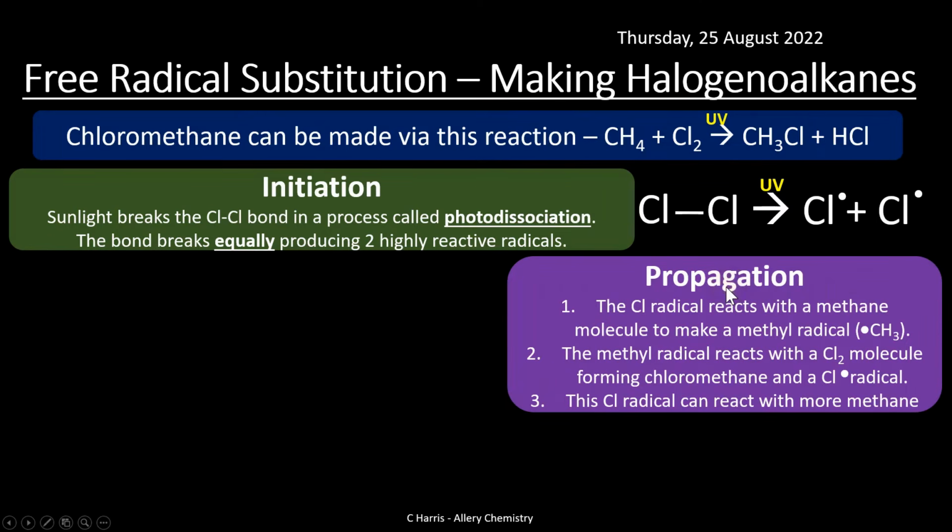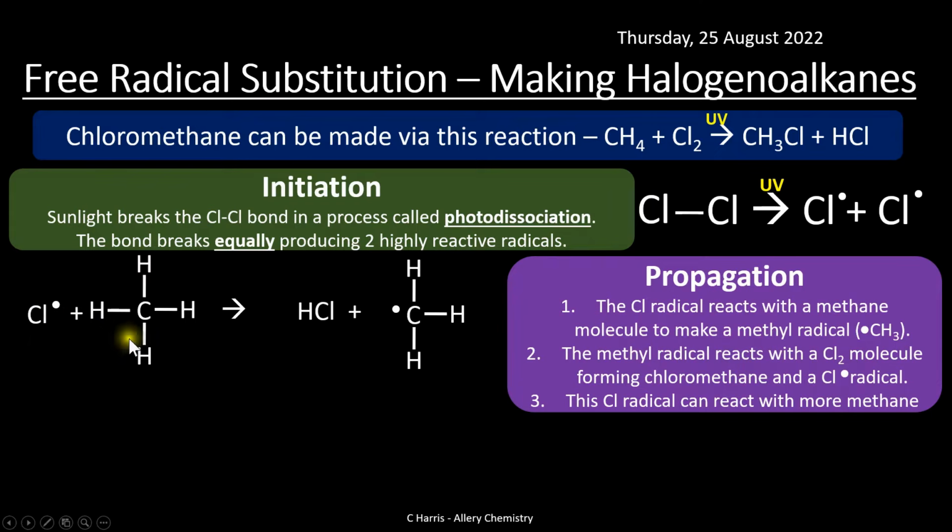Now, the propagation stage is where the chlorine radical is used to make a methyl radical, which is CH3 dot. Then that methyl radical reacts with more chlorine that hasn't been split to make chloromethane, and another Cl dot radical is produced. And then that radical can react further. So let's have a look at the first example. There's your chlorine radical, reacting with methane as a molecule. That'll produce your methyl radical with the dot, and hydrochloric acid. So a new radical has been formed.